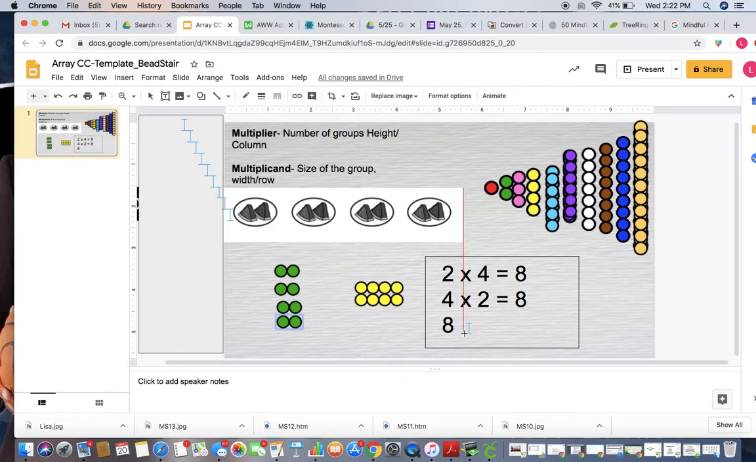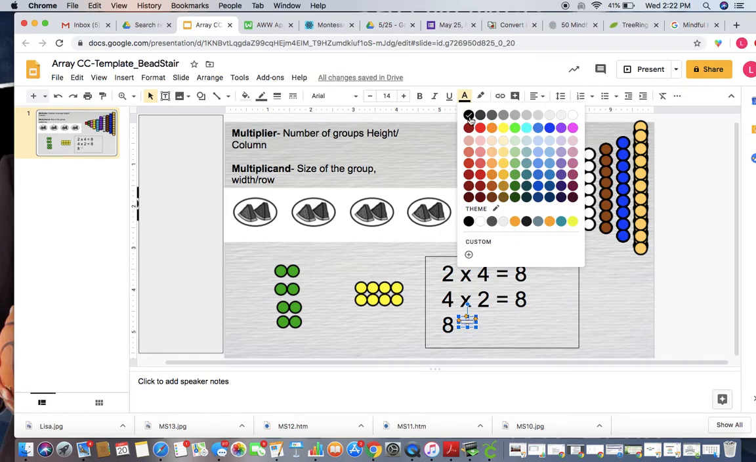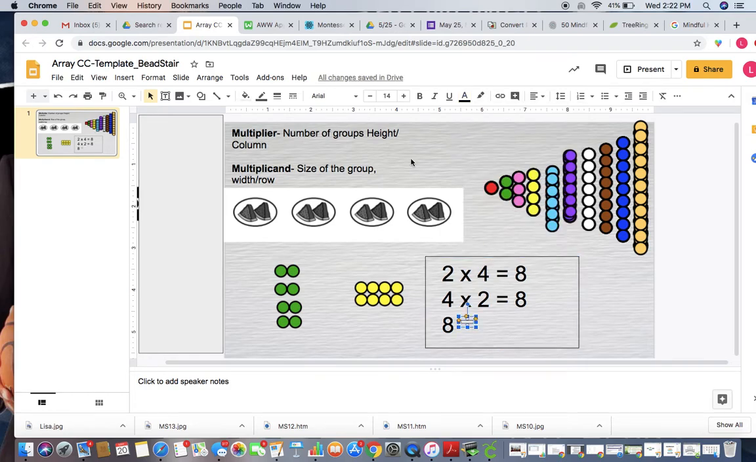So we can go ahead and make that equation as well. I'm going to put my division symbol in there. It's harder to make in Google Slides. So we have our division. I'm going to fill it in so we can see it. We divided it into our groups of 2, and that equaled 4 groups of 2.